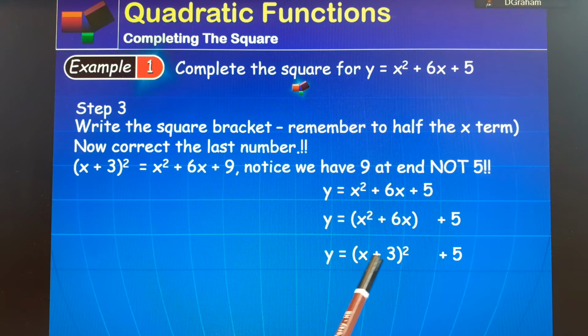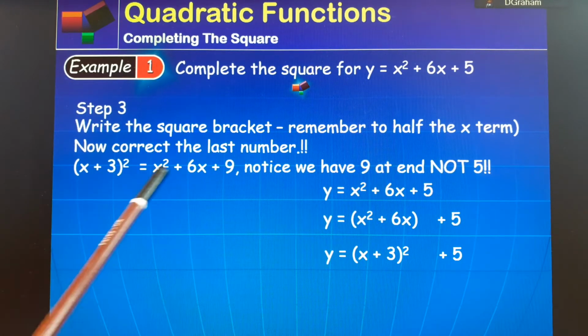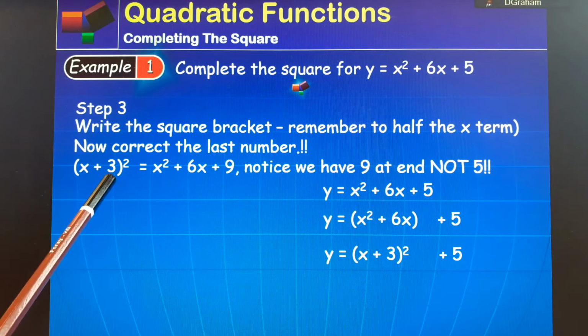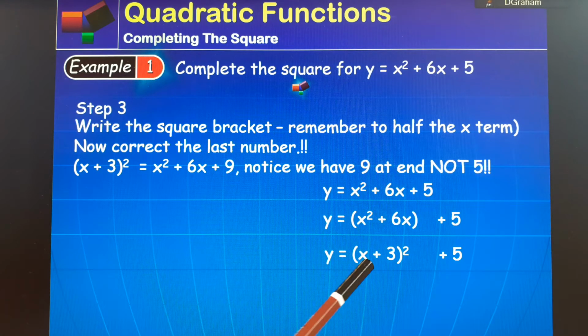Okay, so now we're going to correct the last number, because if we look at this here, x plus 3 all squared, when multiplied out, is x squared plus 6x, multiply them together and double them, and then the last term is supposed to be the last term squared, which should be a 9. So we have created an extra x squared plus 6x plus 9. We've created an extra plus 9 in there. So that last term squared has been put in there where it wasn't there to begin with. There was no plus 9 to begin with.